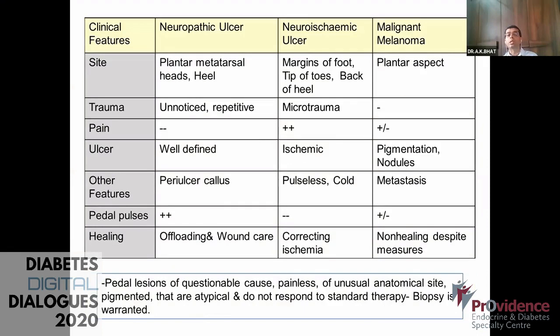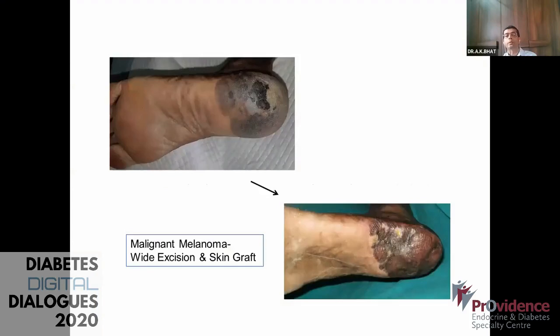So an easier way of knowing it is a pedal lesion with questionable cause, painless, of unusual anatomical site, pigmented, atypical, and that does not respond to standard therapy, then it has to be biopsied. So that is regarding the mistaken identity in a malignancy. So this is a case of malignant melanoma which underwent inguinal node dissection as well as wide excision of the heel and a skin graft and a posterior ortho-wedge footwear subsequently for weight-bearing walking.